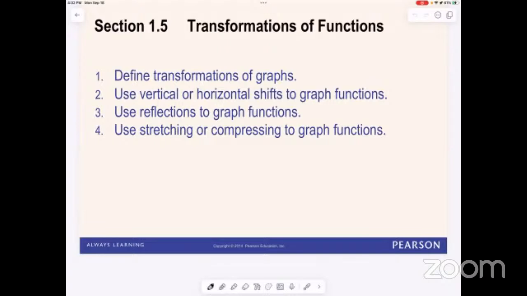And so with section 1.5, again, it's transformations of functions. A few objectives. 1, we'd like to define transformations of graphs. 2, use vertical or horizontal shifts to graph functions. 3, use reflections to graph functions. 4, use stretching or compressing to graph functions.